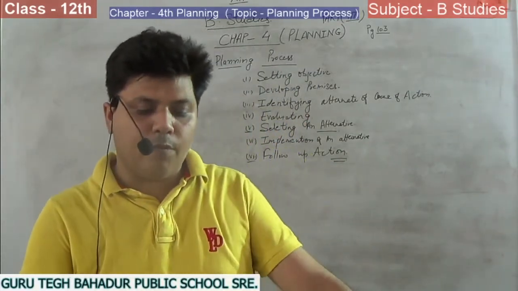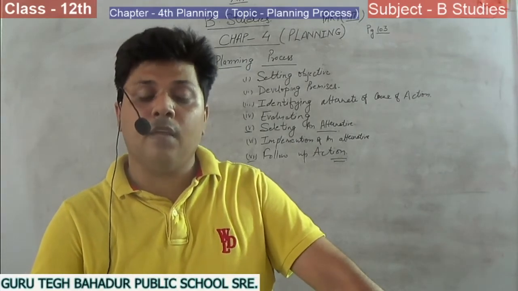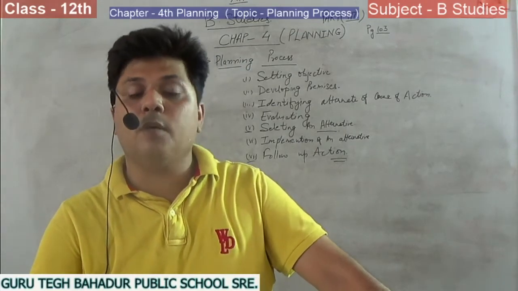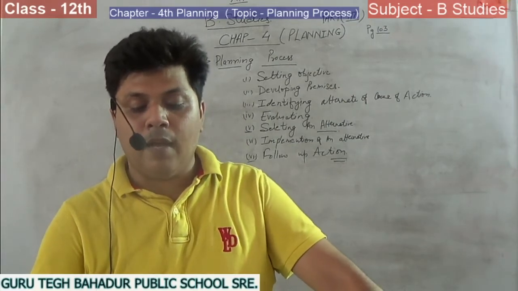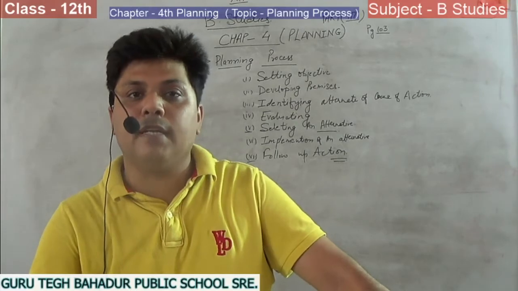Now come to the fifth point, that is selecting an alternative. This is the real point of decision making. The best plan has to be adopted and implemented. The ideal plan of course would be the most feasible. That is feasible, that means that is easy.